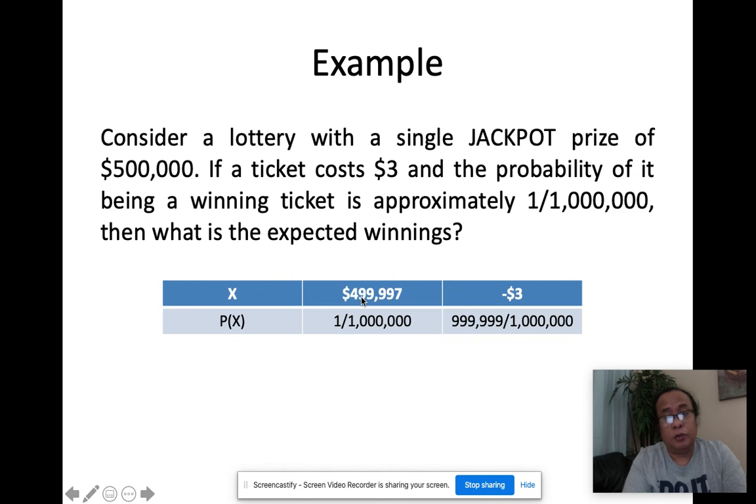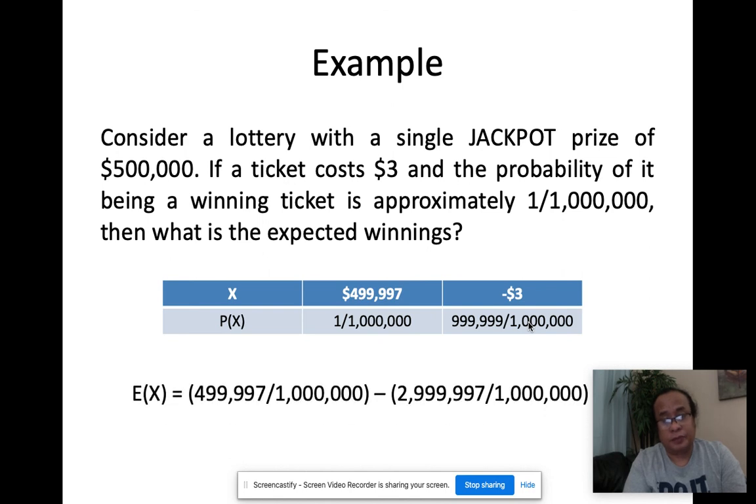And then if you lose, you only lose what? $3. And the probability of that, since it has to be complete one, would now be 999,999 out of what? A million. Compute E of x. Simplify that, you get E of x equals negative 2.5. So on average, you're already losing. That's why, as much as possible, consider playing lotto differently. Okay, so I only play it when the jackpot price is already big.